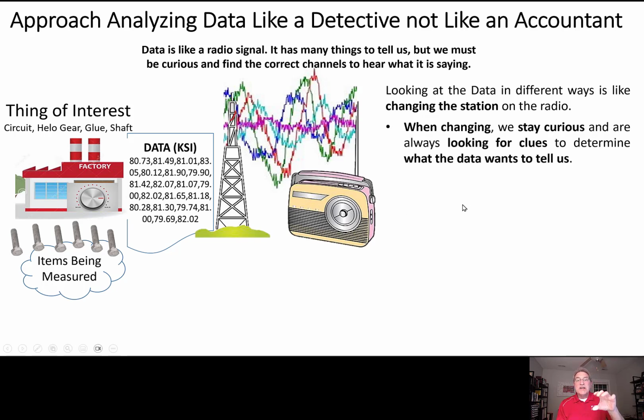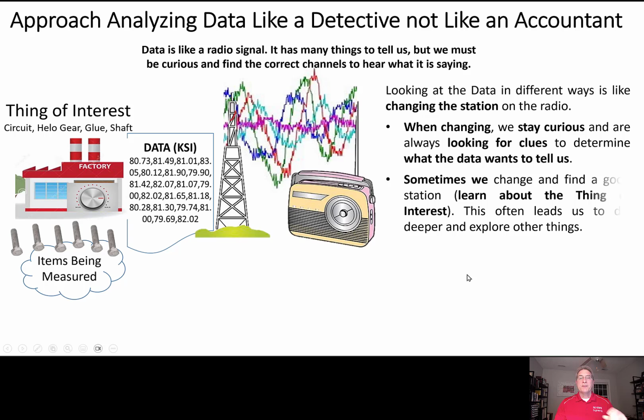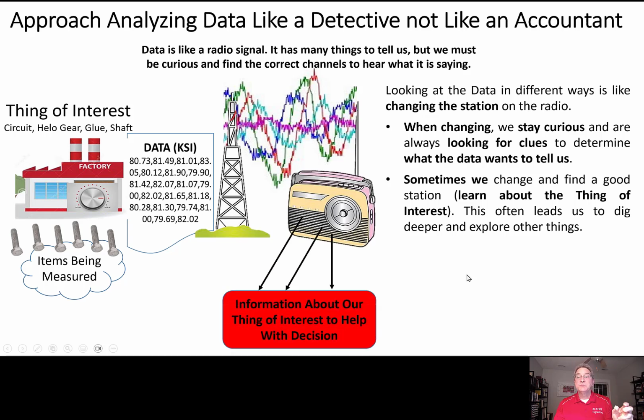And when looking at it different ways, we stay curious and we're always looking for clues. We're looking to see what the data is trying to say, and what it's trying to tell us. And sometimes we change the channel and we find a good station. We learn something of interest. And a lot of times that will lead us to then dig deeper, explore other things.